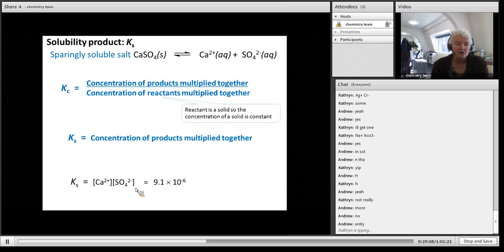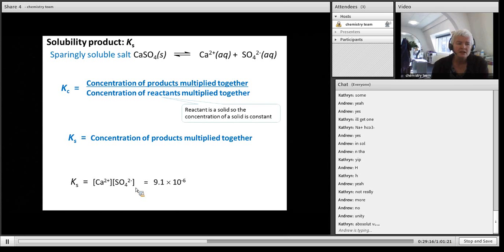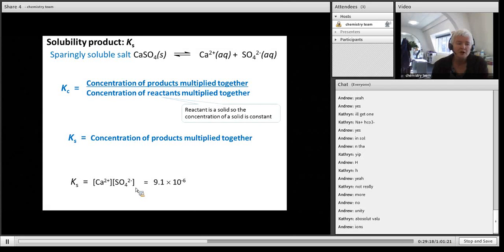Square brackets are used in a number of different places in chemistry. Absolute value, I'm not too sure about that, Catherine. It just simply means, in this case, concentration. So you'll notice sometimes in my calculations, I'm changing from square brackets to the normal round brackets, because in round brackets I use numbers. When I have square brackets, it means concentration of.